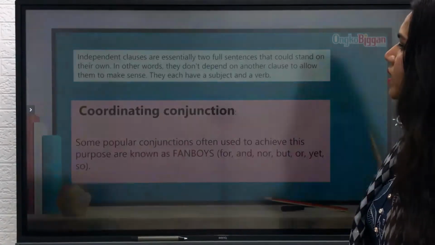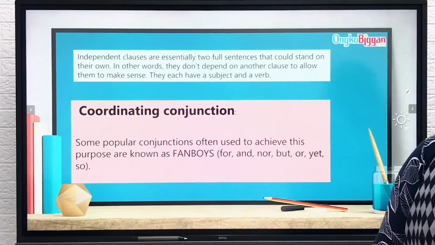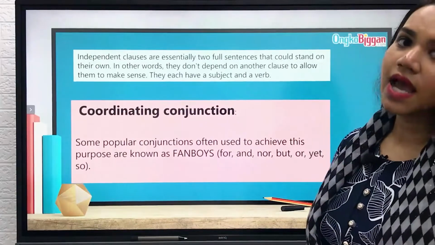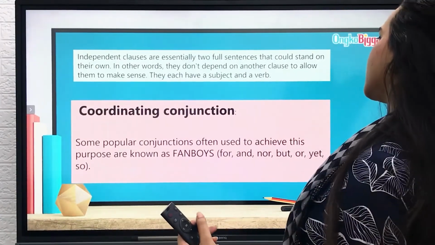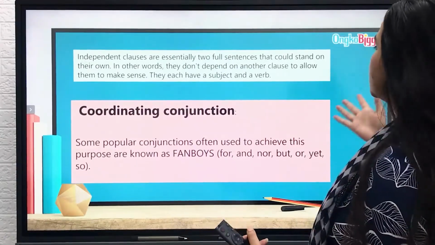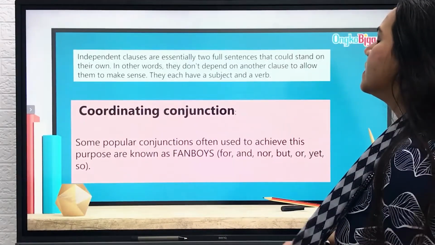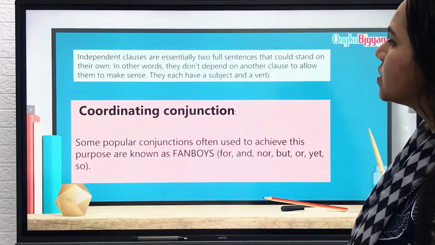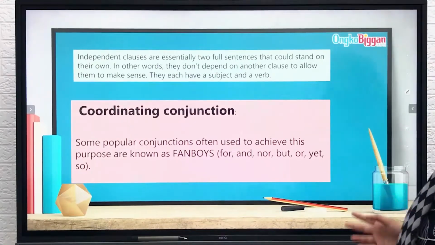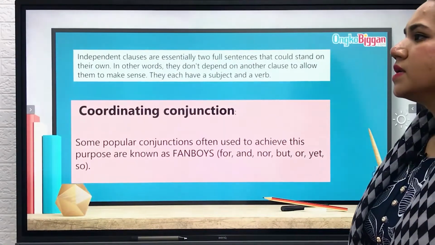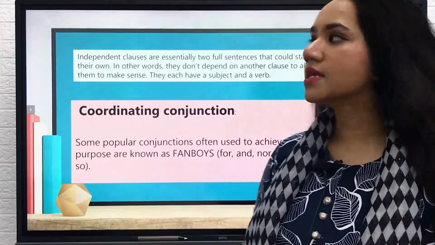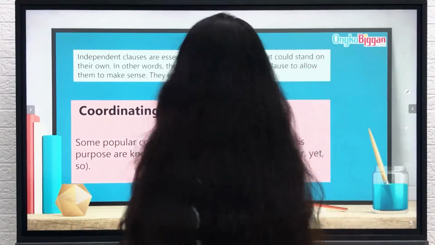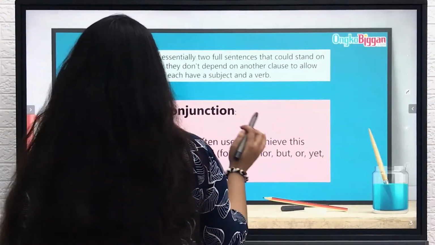Okay. Moving on, let's see many different ways in which we can do it. Starting, we have to understand what an independent clause is. An independent clause is whenever there are two full sentences that could stand on their own because they do not depend on another clause in order to make sense. You can say that they each have one subject and one verb. If I have to be more clear, an independent clause is whenever there are two particular things that are on their own, they are fine.